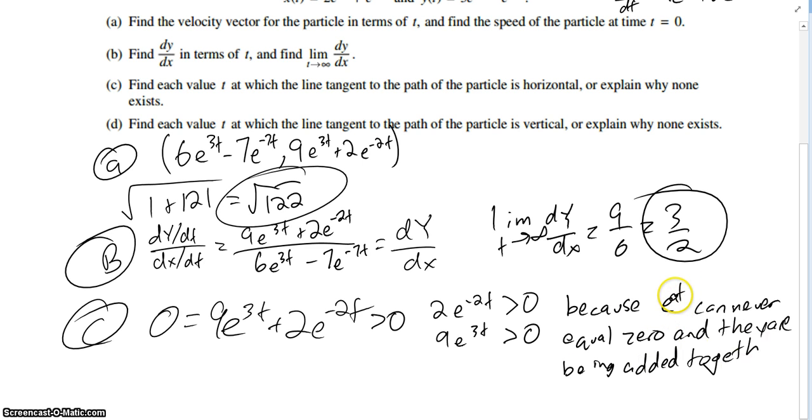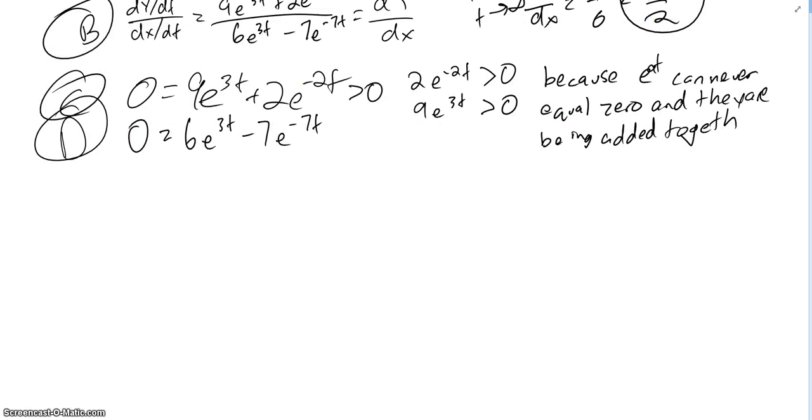And then D down here is very similar. It's just find the t value when the tangent line is vertical. So we're looking for when dx/dt is 0. That's just 0 equals 6e to the 3t minus 7e to the negative 7t. It's going to take a second, but it's pretty simple. This is a completely different story because there's a negative sign. So really what we're looking for is when 7e to the negative 7t is equal to 6e to the 3t.